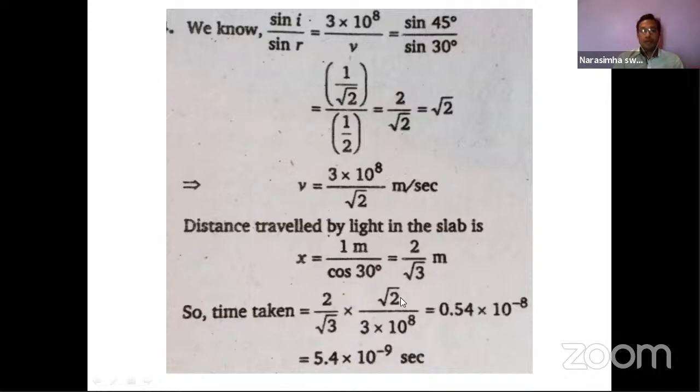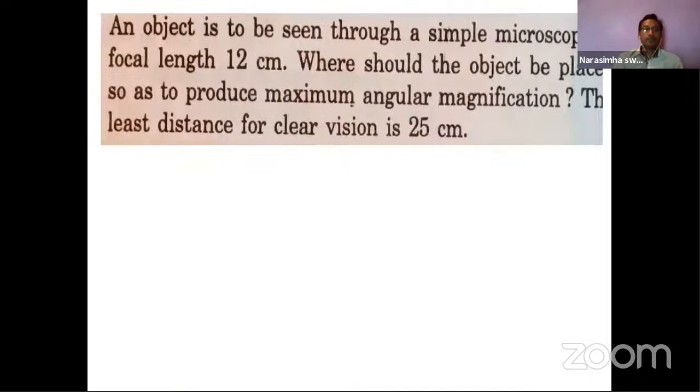After simplifying this, we are getting 0.54 into 10 power minus 8 seconds, or simply you can write 5.4 into 10 power minus 9 seconds. So this is how to calculate the time.